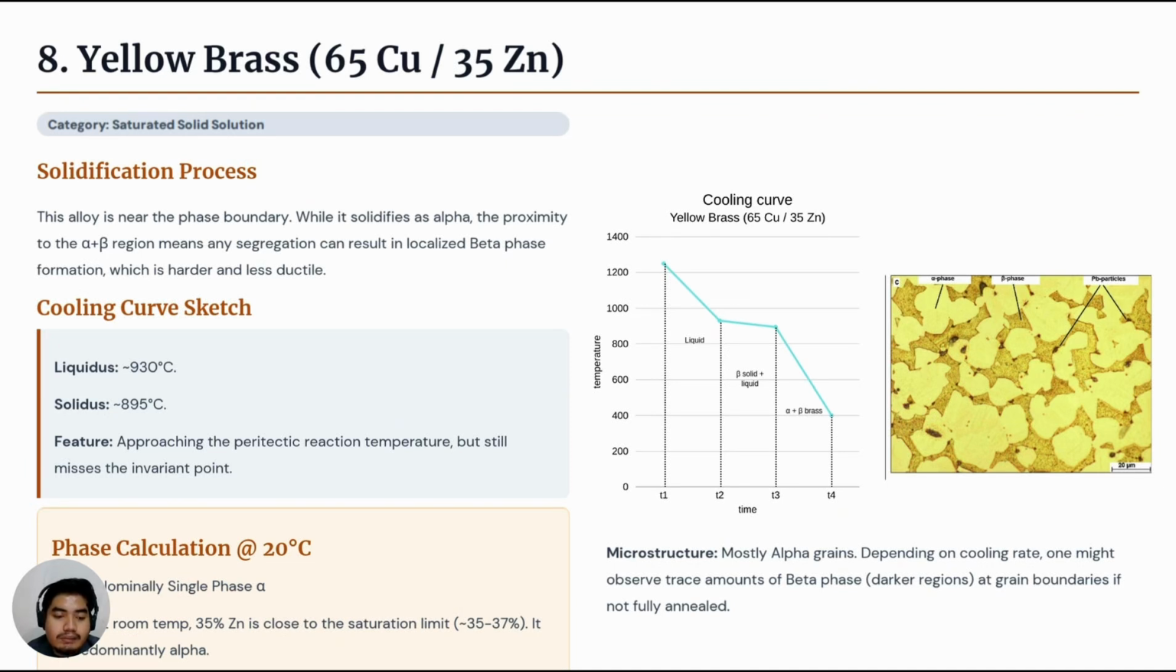Microstructure image: mainly alpha phase grains, which appear lighter. The darker regions at grain boundaries correspond to a small amount of beta phase, formed due to local zinc enrichment. Any visible lead particles are discrete and do not participate in the copper-zinc solid solution.